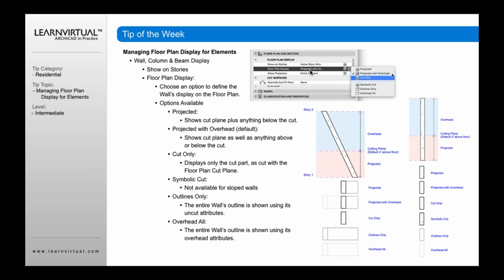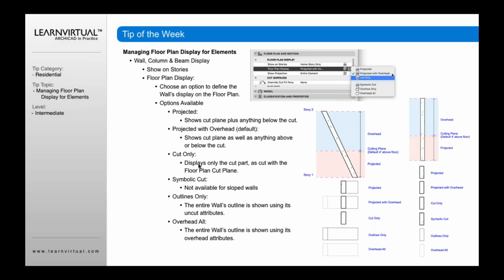Now, when we go to project with overhead, it always depends on whether you're dealing with a sloped wall or a straight wall. This is basically what these different options mean. If it's projected, it's going to show the cut plane plus anything below the cut. Here's a good example. This is a sloped wall, so it's going to cut through the wall and show the projection of that sloped wall below. In a straight wall, it's not going to do anything more than cut. Project with overhead, which is the default, is going to show that cut plus what's below in a lighter line, or it could be dashed, depending on how your ARCHICAD defaults are set up.